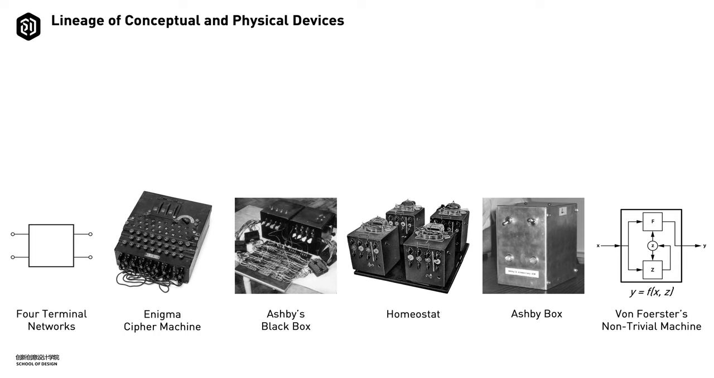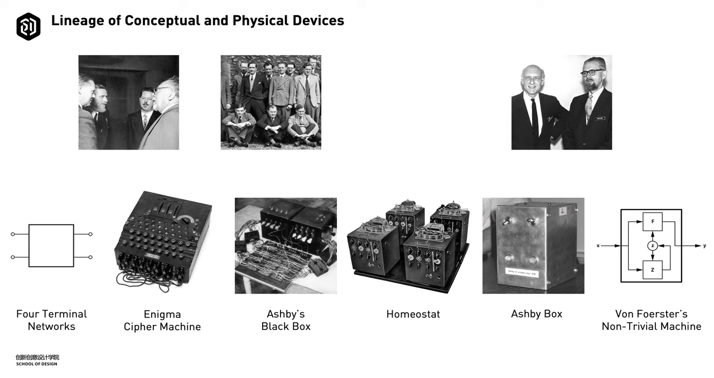Then there was Alan Turing's work on cracking the Enigma codes. After the Second World War, Ashby built first the black box, then the homeostat, which uses similar technology inside as we believe was then used in the Ashby box, specifically uniselector rotational switches. Then he built the Ashby box after joining the BCL. And then at BCL, Heinz von Foerster abstracted the concept into his non-trivial machine. There are various bits of history that corroborate this lineage of ideas.